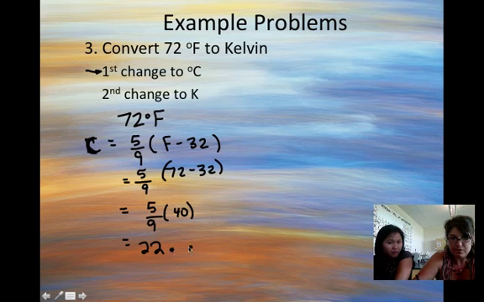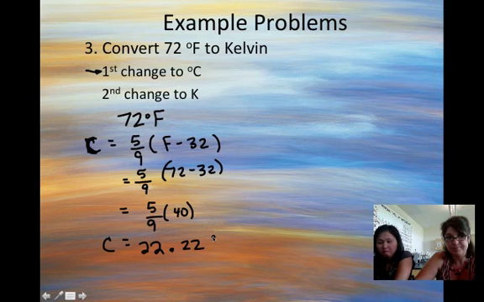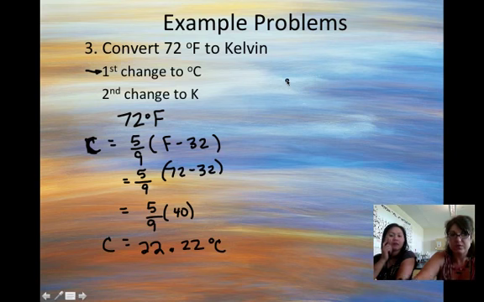22.22. And that makes sense because 72 is a nice day, right? 30 is hot, 20 is nice. Okay, so 22 degrees Celsius.